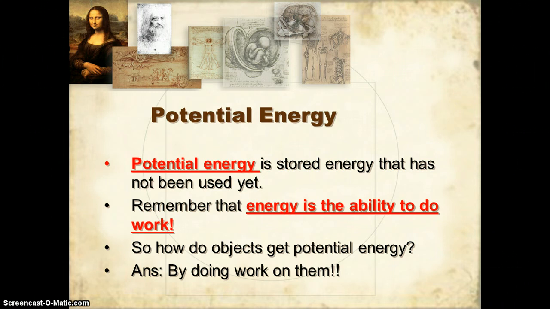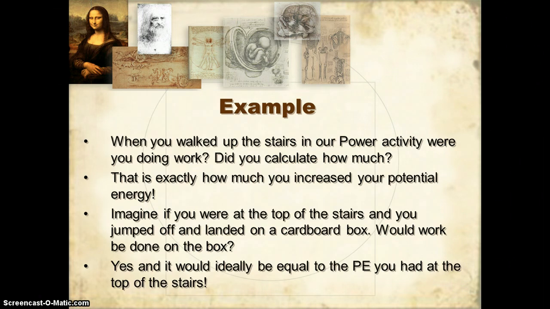Remember that energy is the ability to do work or to cause a change in an object. So how do objects get potential energy? Well, by doing work on them. Remember in class, who was the most powerful student activity? When you guys walked up the stairs, were you doing work? Yeah, you were. In fact, you calculated the work by taking your weight in newtons times the distance or the height that you walk. Okay? That's exactly how much you increased your potential energy.